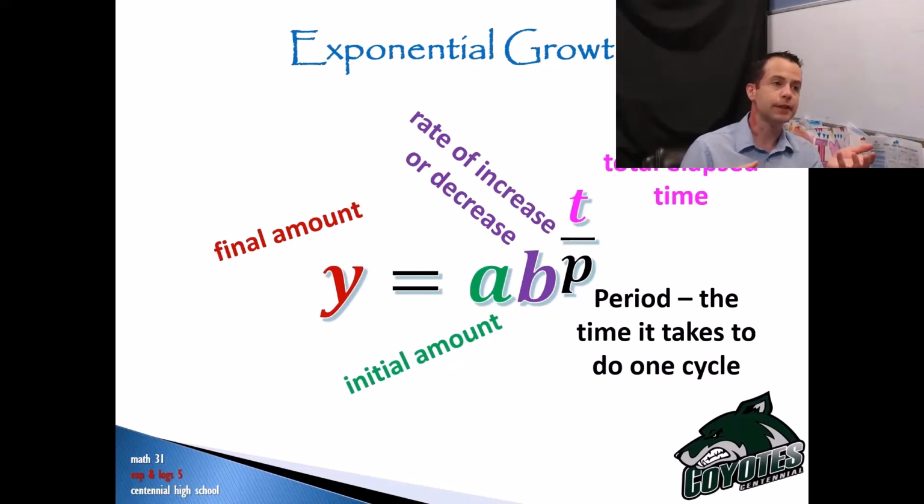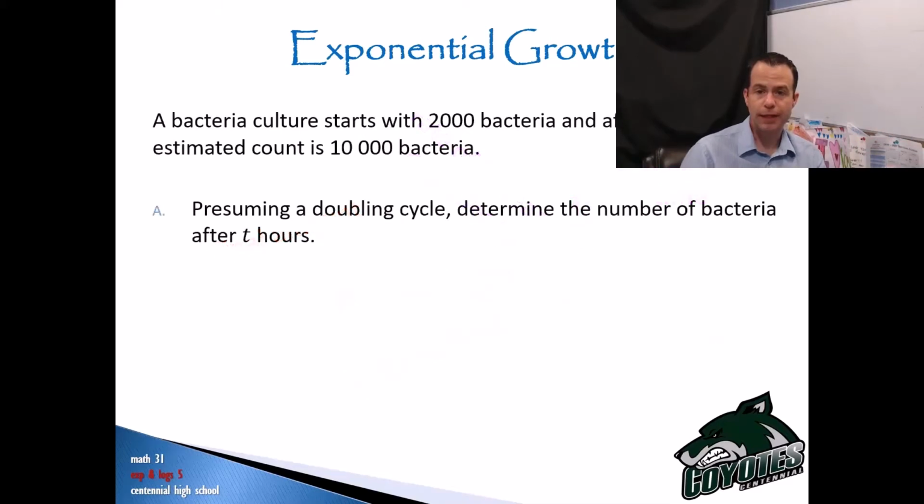So what if we were to say a population of bacteria doubles every 5 hours? How many will be present in 7 hours? Then we'd know that b was 2 because it's doubling. I said every 5 hours, so p would be 5, but then my total time would be 7. So that's just a quick trip down memory lane. Let's try and answer this question then.